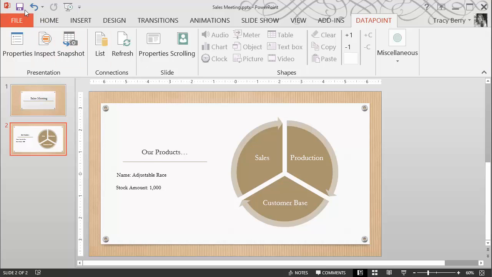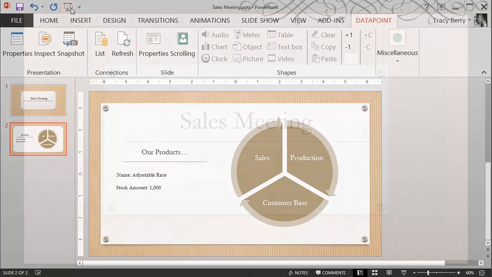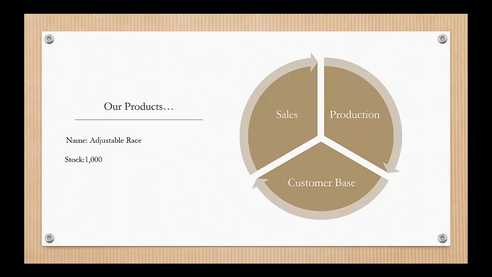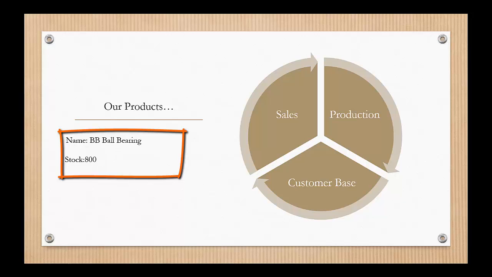I will go ahead and save just because I've made changes, and then I will preview and we'll see every 5 seconds I will get a new name and a new stock amount. As I play through the presentation, we'll see that this second slide, which has my placeholders, is showing a different record every 5 seconds and would continue to do so. I'll go ahead and click Escape now to stop previewing.